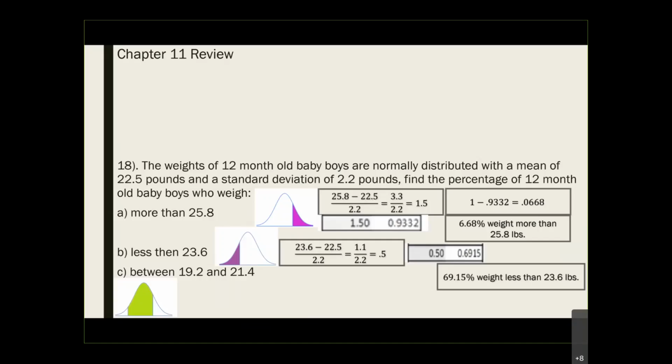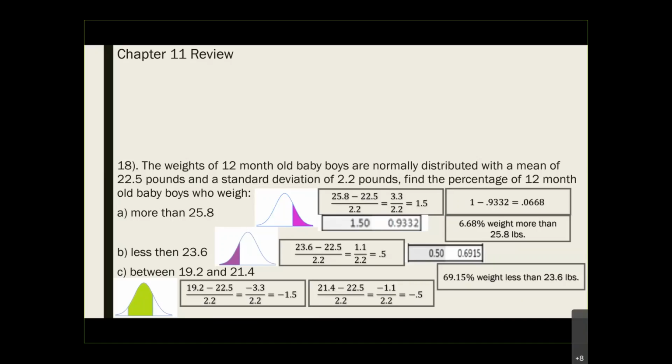Same idea, which is now in between. Hopefully you remember, in between means we're looking for the two items in between, which is the same as your empirical rule. The empirical rule is between -1 and 1, -2 and 2, -3 and 3. This one is between, well, we don't know yet. We have to find a z-score for both of them. One of them is 19.2 minus 22.5, which is -3.3, and -3.3 divided by 2.2 gives you -1.5. And 21.4 minus 22.5 all over 2.2 gives you -0.5.